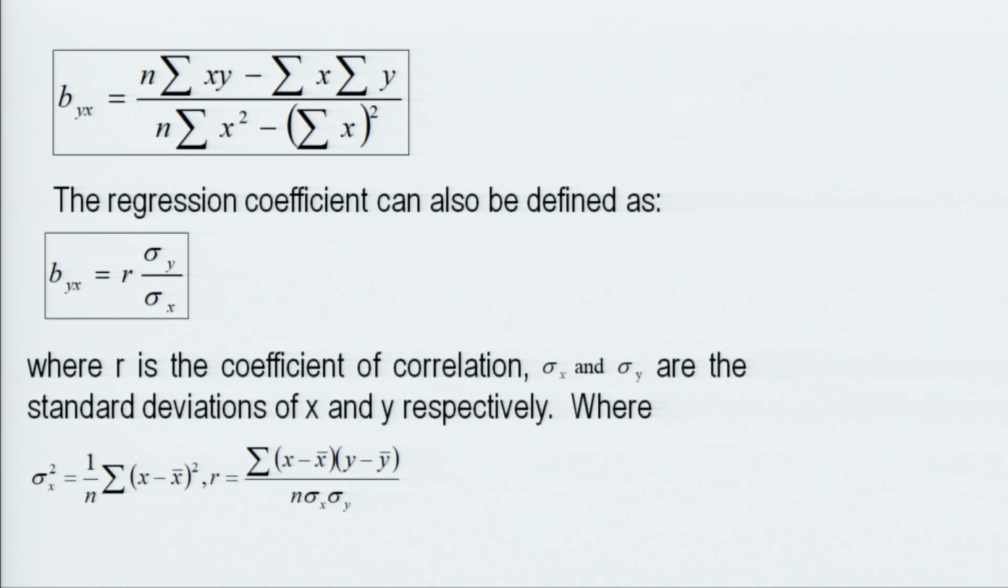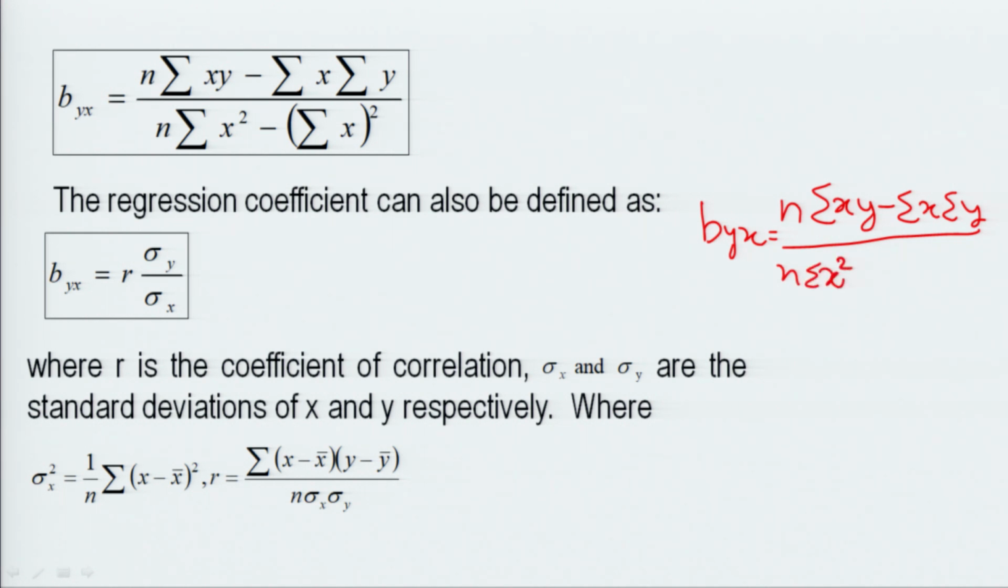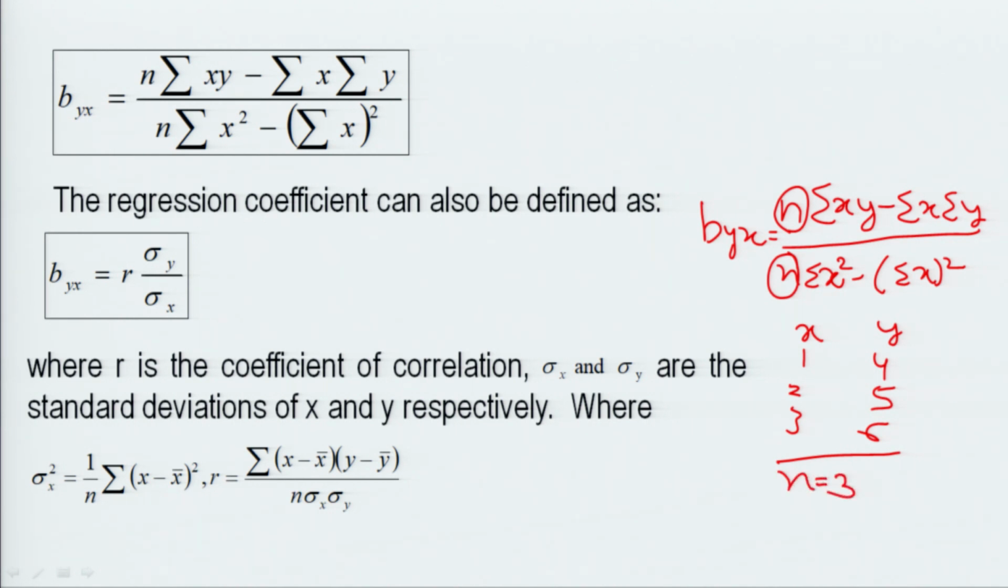Regression coefficient byx is written as n summation xy minus summation x summation y upon n summation x square minus summation x whole square. Here n is the number of pairs present in the data. Let us say we have 3 pairs, that is x is 1, 2, 3 and corresponding y is 4, 5, 6. That is, the number of pairs of x, y is 3, so n is equal to 3.